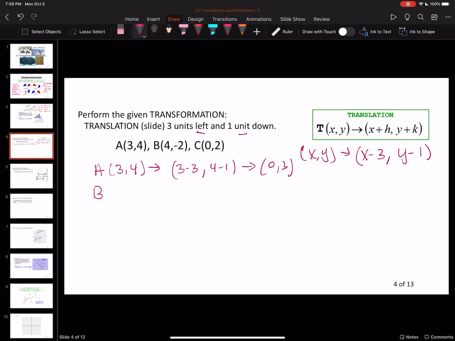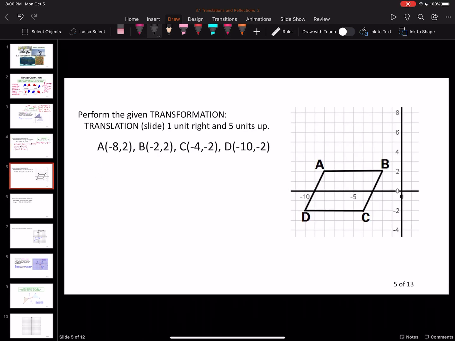Okay, and then we have B, again, just writing what those original values are. Negative 2, and we're just subtracting 3. So 4 minus 3 is 1. Negative 2 minus 1 is negative 3. And then the last value, C, (0, 2). Subtracting 3 is negative 3. 2 minus 1 is 1. So each one of those points is your pre-image, and then your image when it's transformed. So this will be your A prime, your B prime, and your C prime. Okay, another type of example is I could give you a graph. Each one of these points is already plotted for us, and we're going 1 unit right.